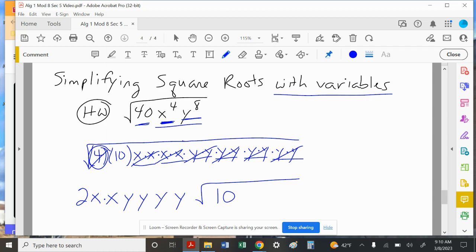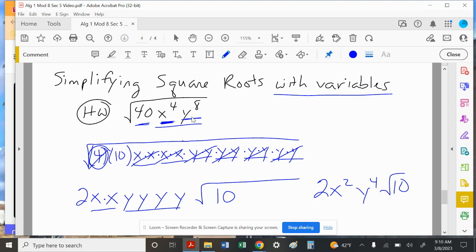But then I'm going to multiply these back out. So I have 2x squared because I have x squared there. And then I have y to the fourth square root of 10. Now notice that we did the number the same way that we did above, but we did this a little differently. I put out all the y's.